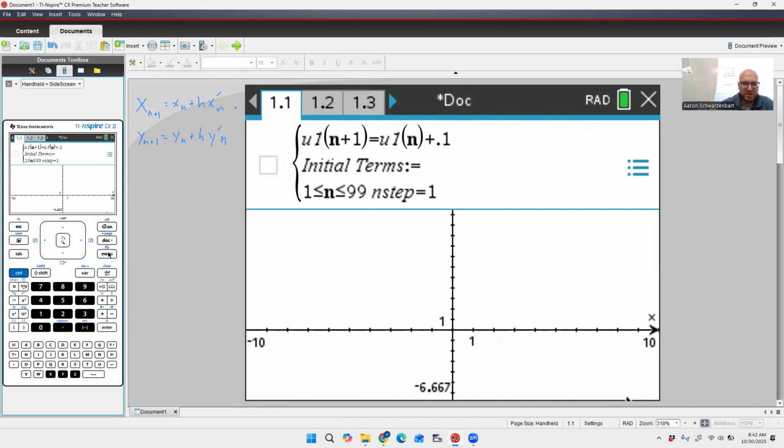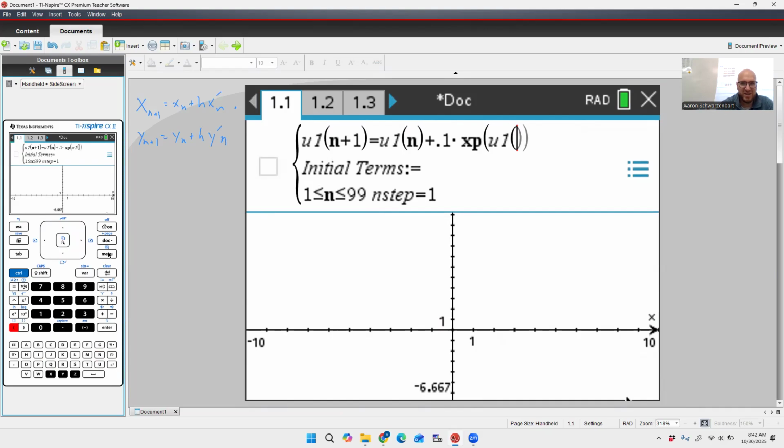I might be able to use H, but I'm just going to use 0.1 because I know what it is. XN was just Y. Actually, ooh, I wonder if this is going to work. I'm going to try using X prime. I think this is going to work. So since I defined X prime, I can just use these. I don't have to retype the equation.